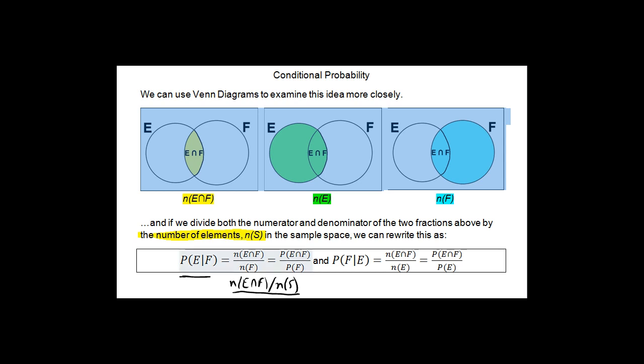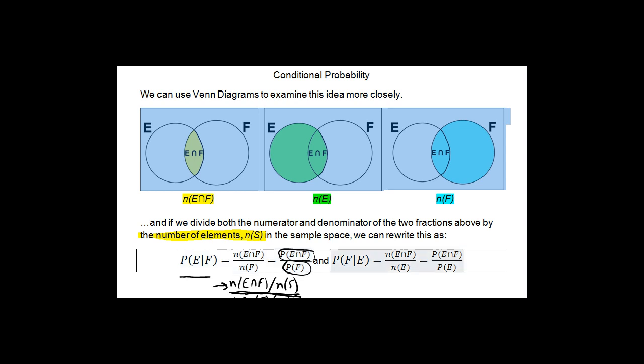Of course, if you do it to the numerator, you've got to do it to the denominator too, so you get the number of elements in F divided by the number of elements in the sample space. Well, this numerator, when you divide part over whole, you get a probability, so that turns into the probability of E intersect F. And again, when you divide a number representing a part over the whole, that again turns into a probability. That's the probability of F.